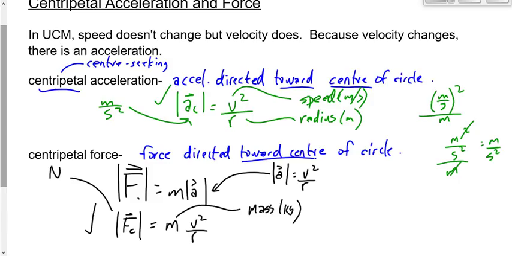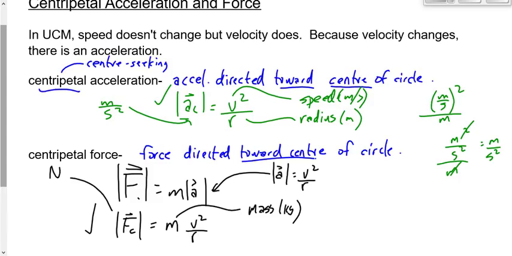Centripetal acceleration, centripetal force, both directed toward the center of the circle. Remember, I mentioned this briefly a second ago here. The centripetal force is that general term for the net force toward the center of the circle. It's always caused by something.